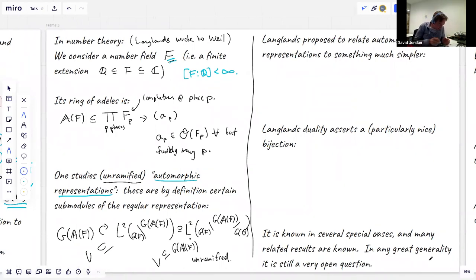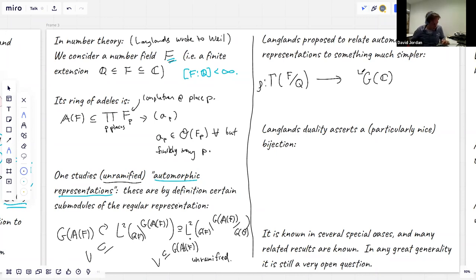Langlands proposed that we could study these by studying something much, at least to an algebraist like myself, much less daunting, which is we could study the Galois group of our field over Q. And then we could look at homomorphisms rho from our Galois group to a group defined over C. So that's also a bit less daunting. But the catch is that it's the Langlands dual group.